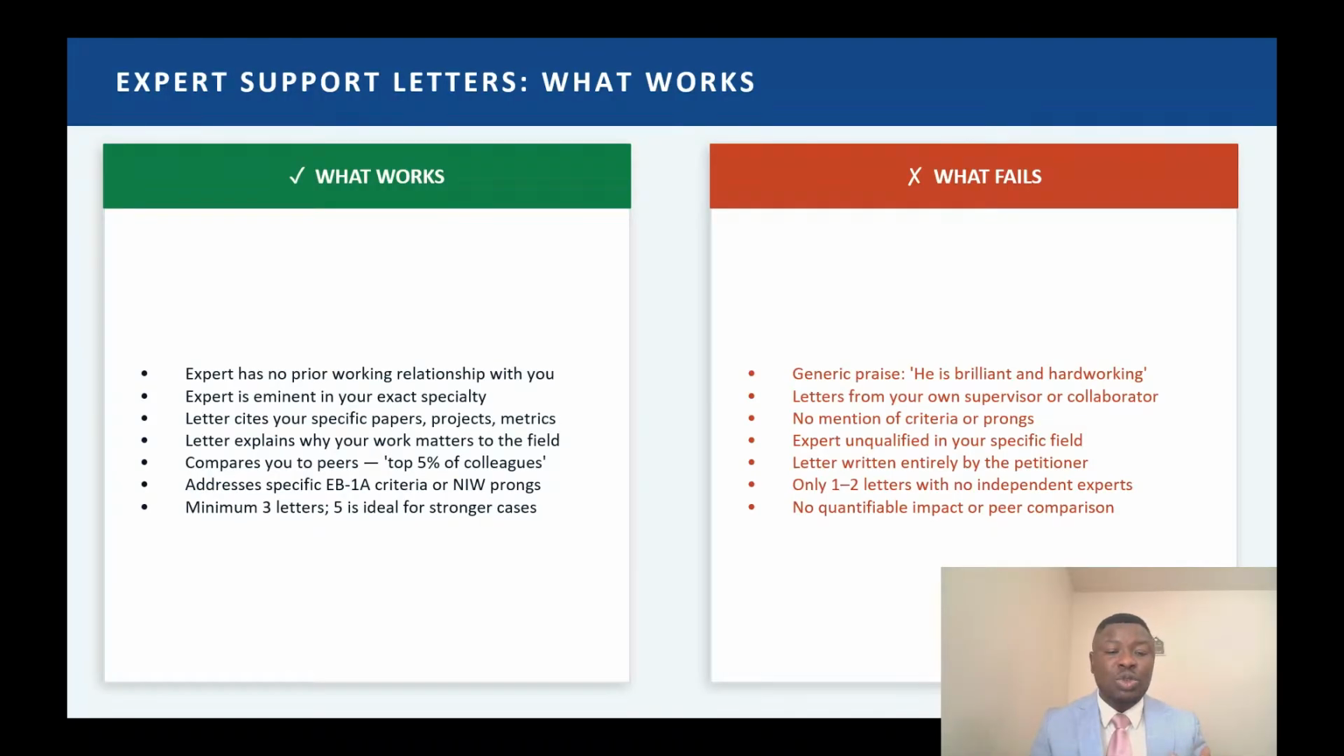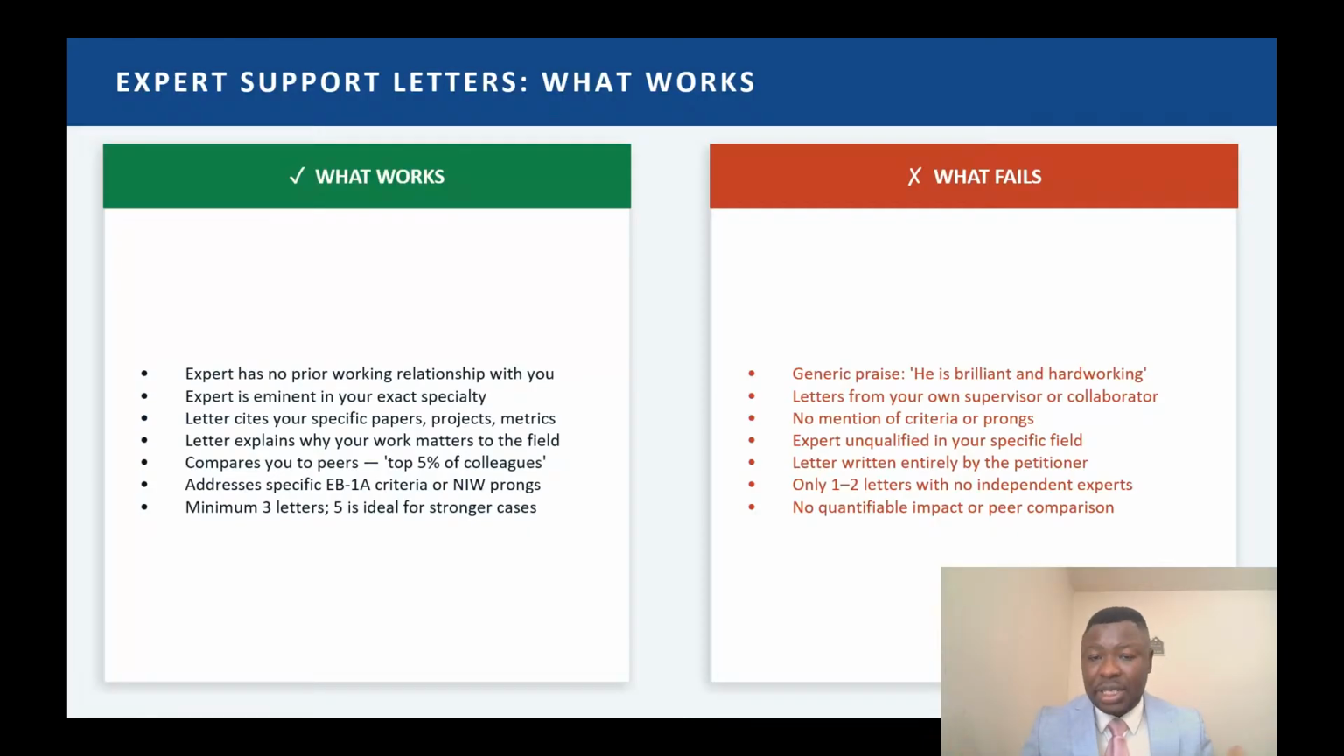It compares you to peers, for example the top 5% of colleagues. If it is for EB1, it addresses the specific EB1 criteria, or the national interest waiver prongs. So it is always good to have a minimum of 3 letters. 5 is ideal for stronger cases. Whenever you're filing for EB1 or EB2, it is always good to have 3 to 5 letters. Those letters could be from dependent or independent recommenders.